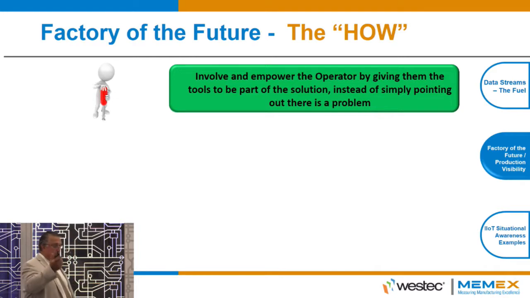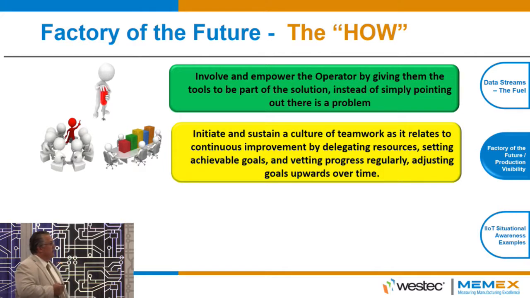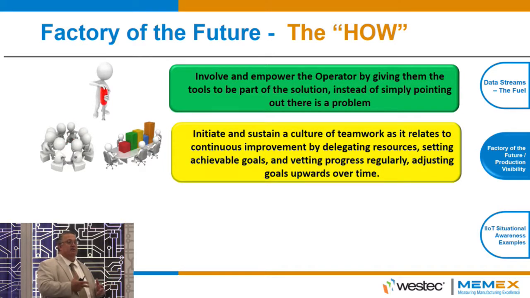And I have many examples. You can talk to me after. I'll give you examples of why the operators sometimes get ignored, and they're vital to improving the productivity of the factory. Teamwork: if we have one version of the truth, and we all work from the same version of the truth, we're going to make the right decisions. It's not any more complicated than that. And then we vet goals collectively, we set benchmarks, we set goals, and then we raise those goals over time once we've met them.